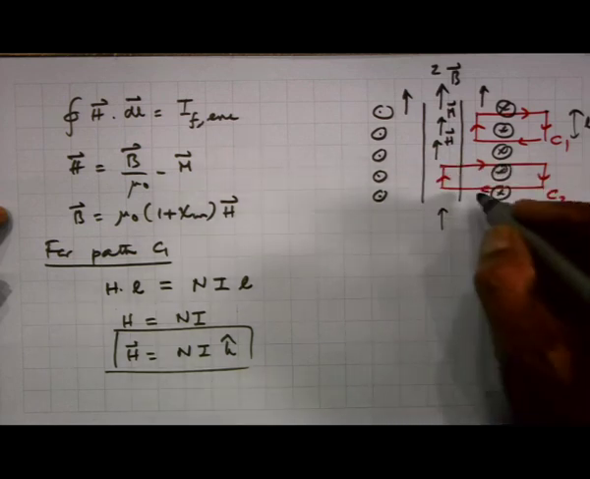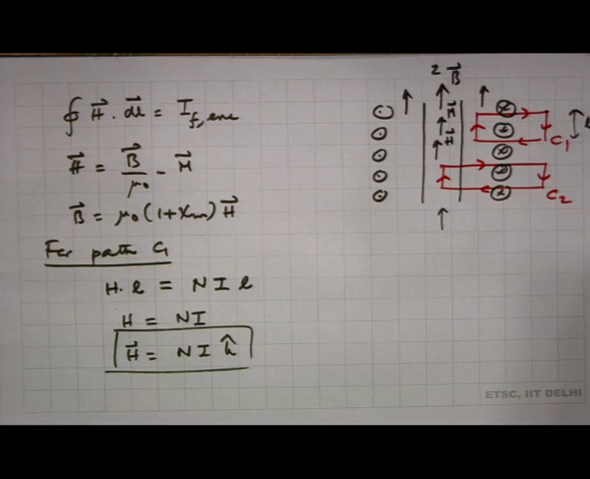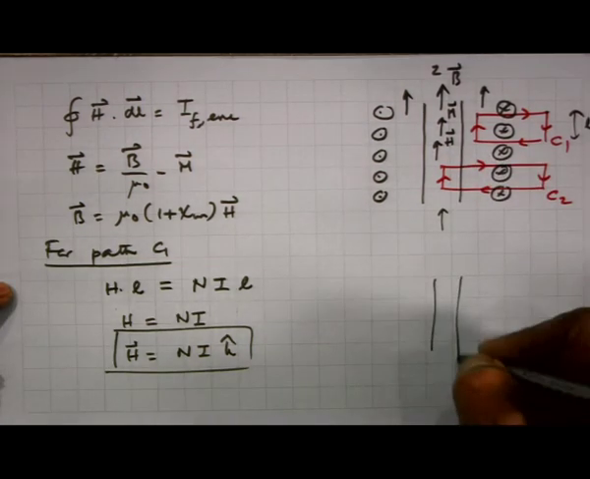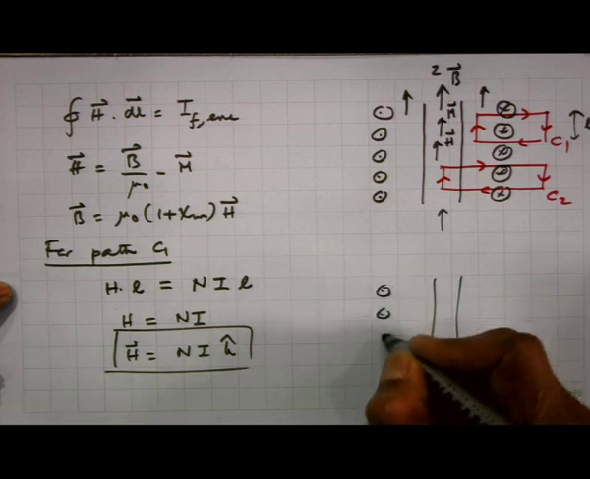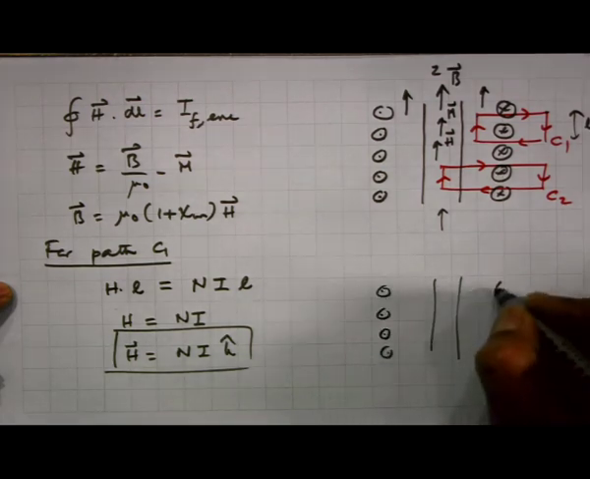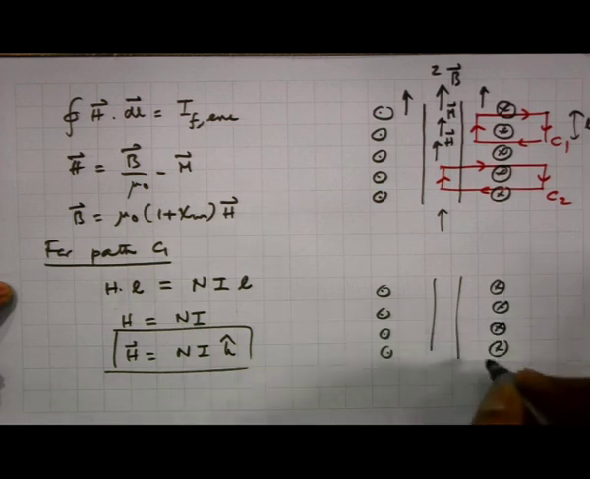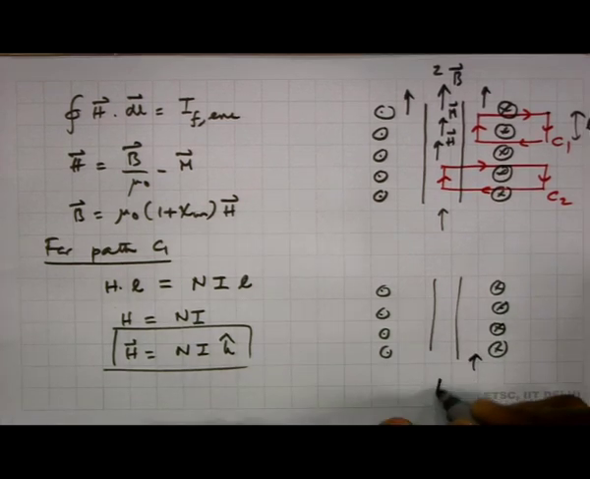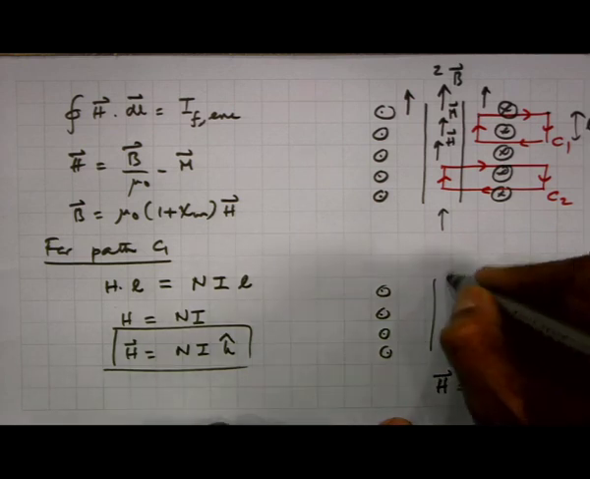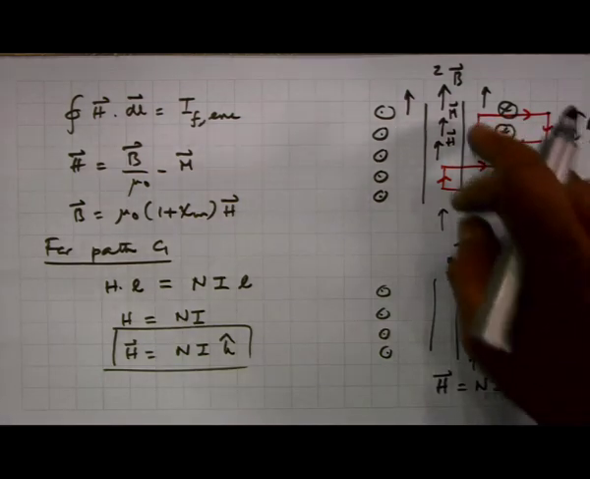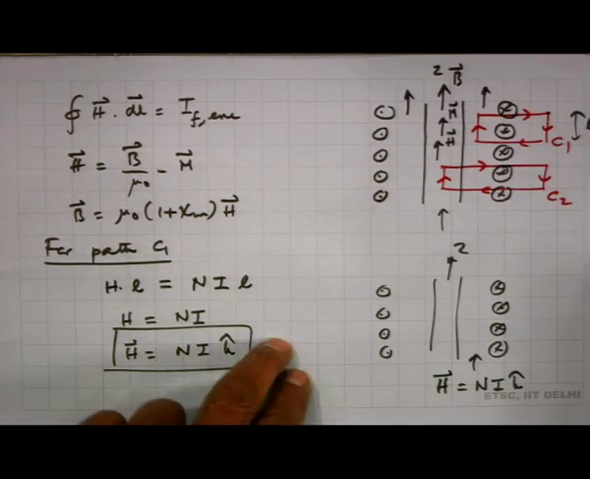So let me call the region between the wires of the solenoid and the medium, this is the H vector. So that gives me the H vector here. And in this region H is equal to, because this path has actually in this region. So I am calculating the H vector in this region.